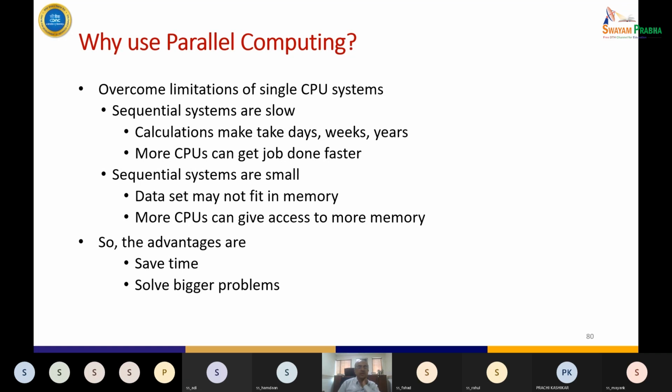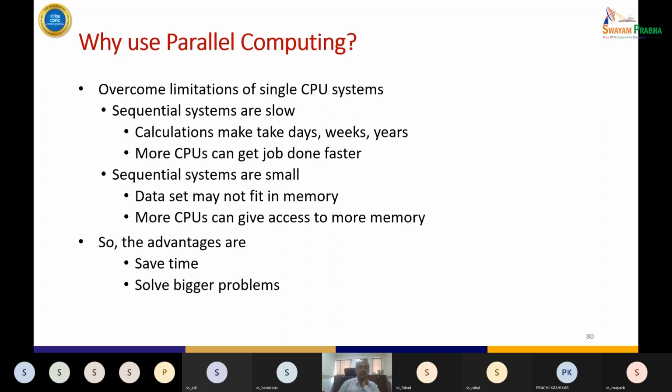So you want tomorrow's weather to be notified, get it done in 1 hour's time. Second thing, sequential systems are small. Every processor has an address size, like 64-bit address. So 2 raised to 64, that is the memory you can address, not more than that. But your data is huge. Data will not fit in the memory. It will keep swapping. It will go to hard disk. Keep doing that. Not a good idea.